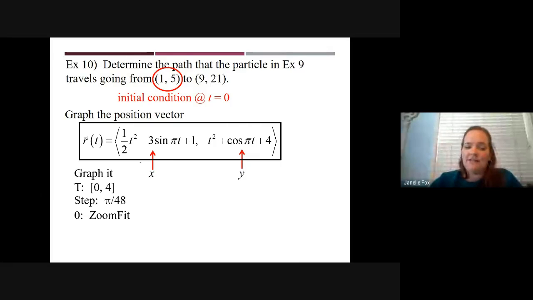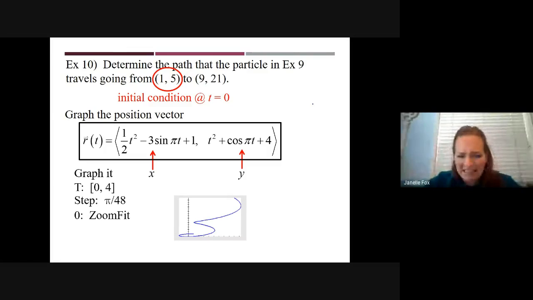So what I did, once I put all that stuff in and changed my window, all that good jazz, I went ahead and did zoom fit. And the weirdest graph happened. When you watch it graph, it's actually really cool. It looks like this. Isn't that the craziest, coolest graph? I can't even imagine. I would never be able to make that. How cool that you can make something that amazing using vectors.